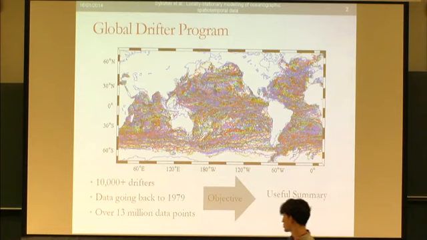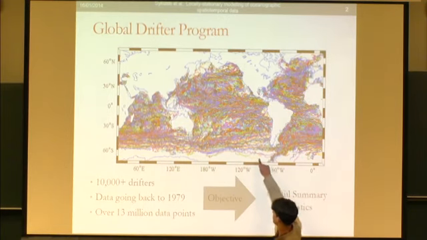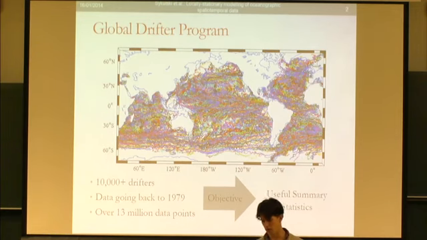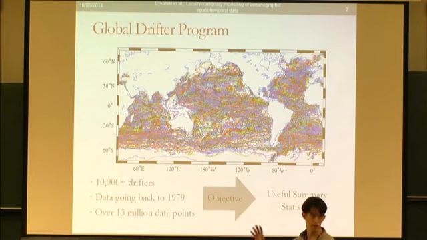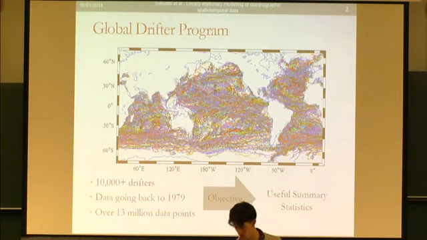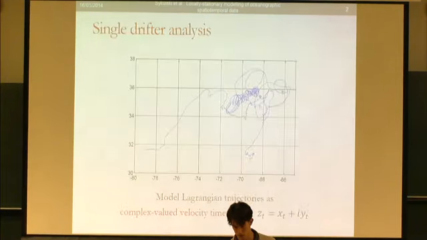But it's a tricky statistical problem because each one of these squiggles shows you where one drifter has gone. But this is a very inhomogeneous problem. They're distributed unevenly. They move differently in different parts of the ocean. So it's a statistical challenge as well.